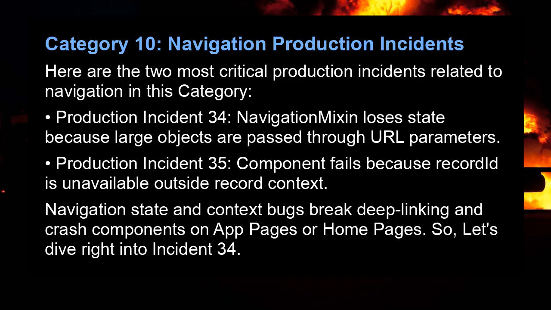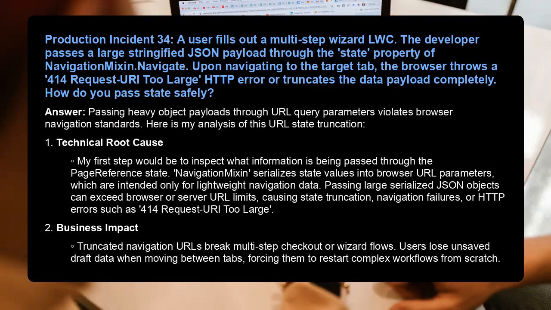So, let's dive right into Incident 34. Production Incident 34. A user fills out a multi-step wizard LWC. The developer passes a large stringified JSON payload through the state property of NavigationMixin.Navigate. Upon navigating to the target tab, the browser throws a 414 Request-URI Too Large HTTP error or truncates the data payload completely. How do you pass state safely?